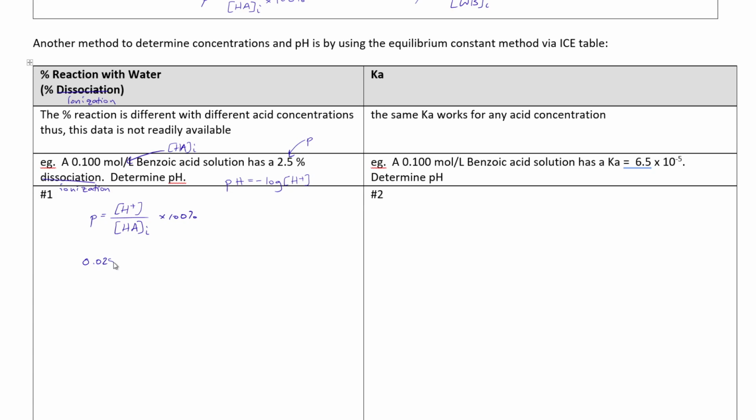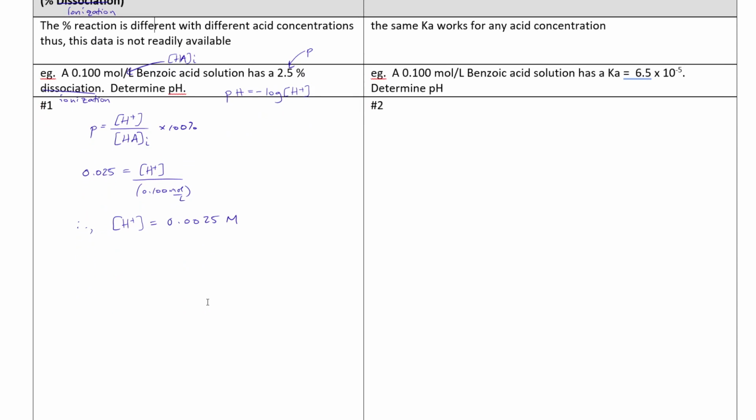So 0.025, that's 2.5% as a decimal, is equal to H+, which is what I'm trying to look for, over 0.100 moles per liter. Isolating for H+, I get 0.0025 molar for H+. And then from there, to find the pH, I do the negative log of my H+ value. That's negative log of 0.0025 molar, which is approximately 2.60. So that is determining the pH using a percent ionization and an initial concentration of the acid.